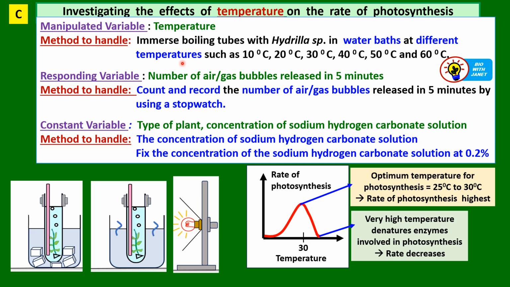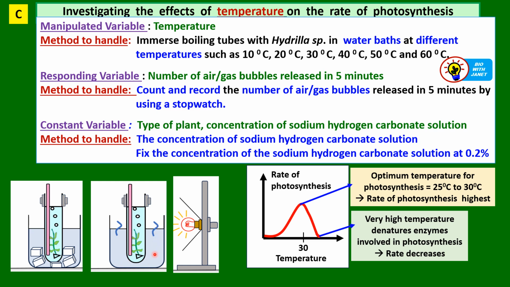So, but then how to change the temperature? And I can see here, the beaker outside acts as a water bath. Okay, so immerse the boiling tubes with the Hydrilla species inside in the water baths at different temperatures. Okay, such as 10 degrees Celsius. You may have to use a bit of ice to cool it down. 20 degrees Celsius, and then so forth until 60 degrees Celsius. Okay, it will be warm.